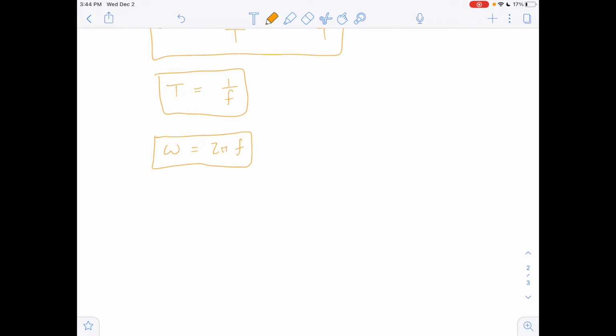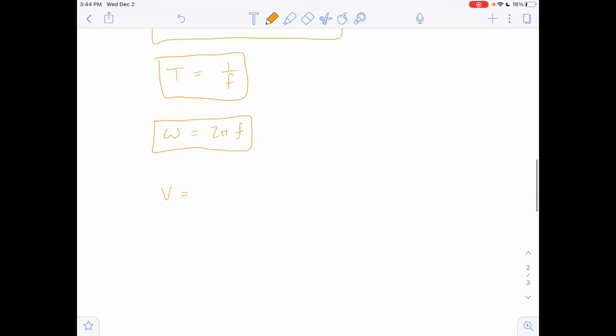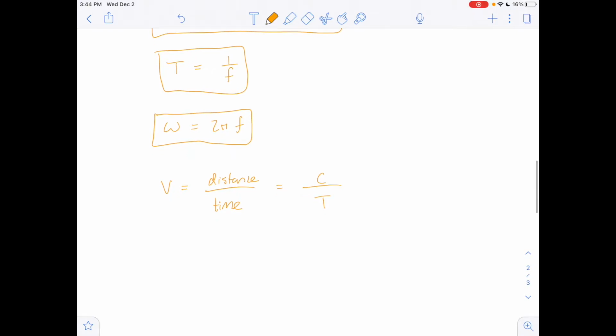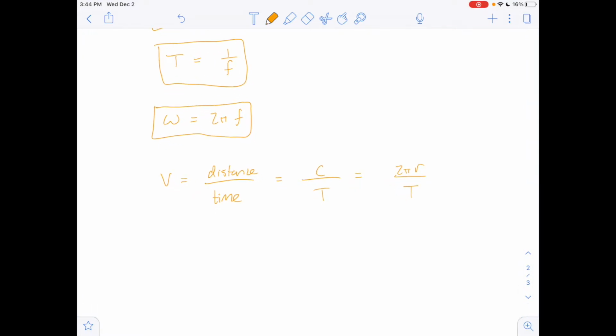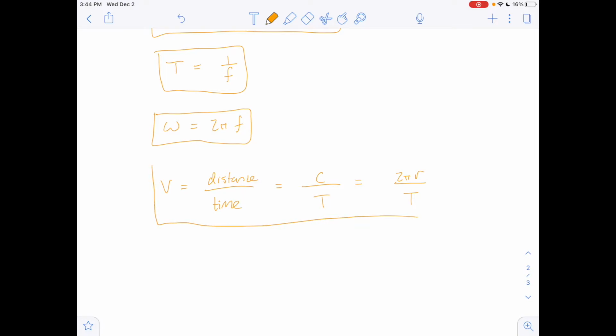And one more relationship to talk about here. We know that the speed is a constant, right? And so we could say the speed here is the total distance traveled over the time that it takes to travel around the circle. The distance traveled would be the circumference of the circle, and the time to make it around the circle one time is the orbital period T. And we could replace circumference with 2 pi r, so v equals 2 pi r over orbital period T. And we're going to need these relationships later on.